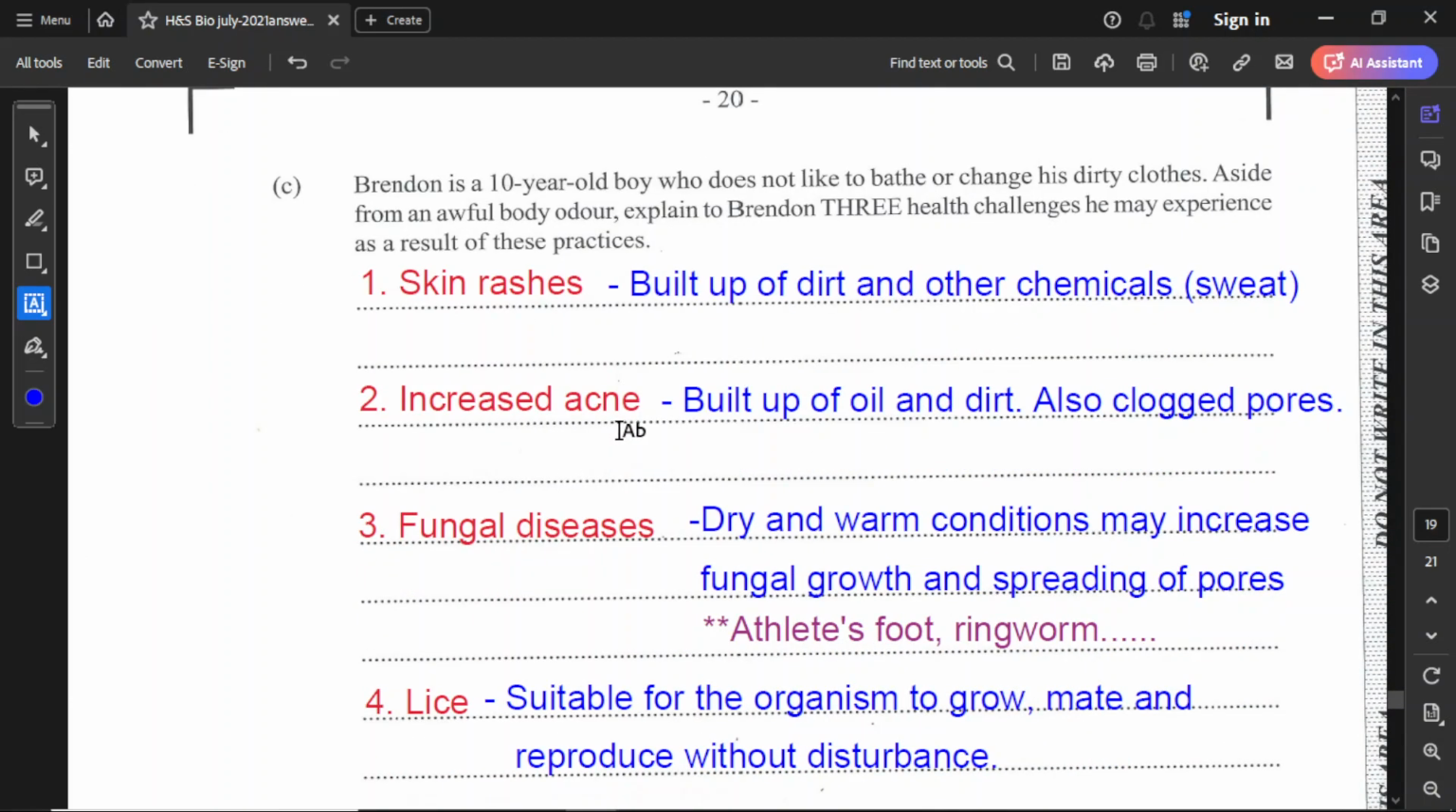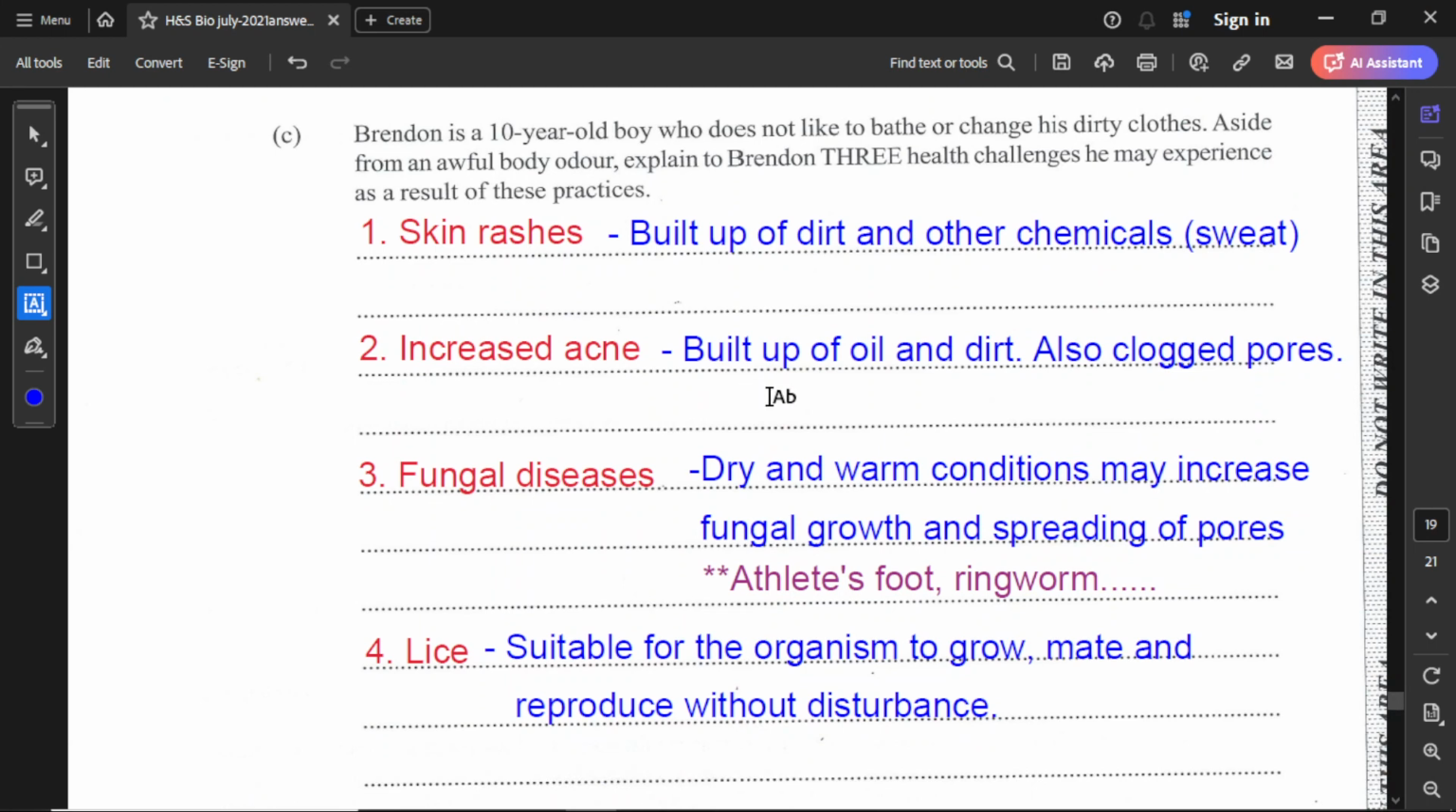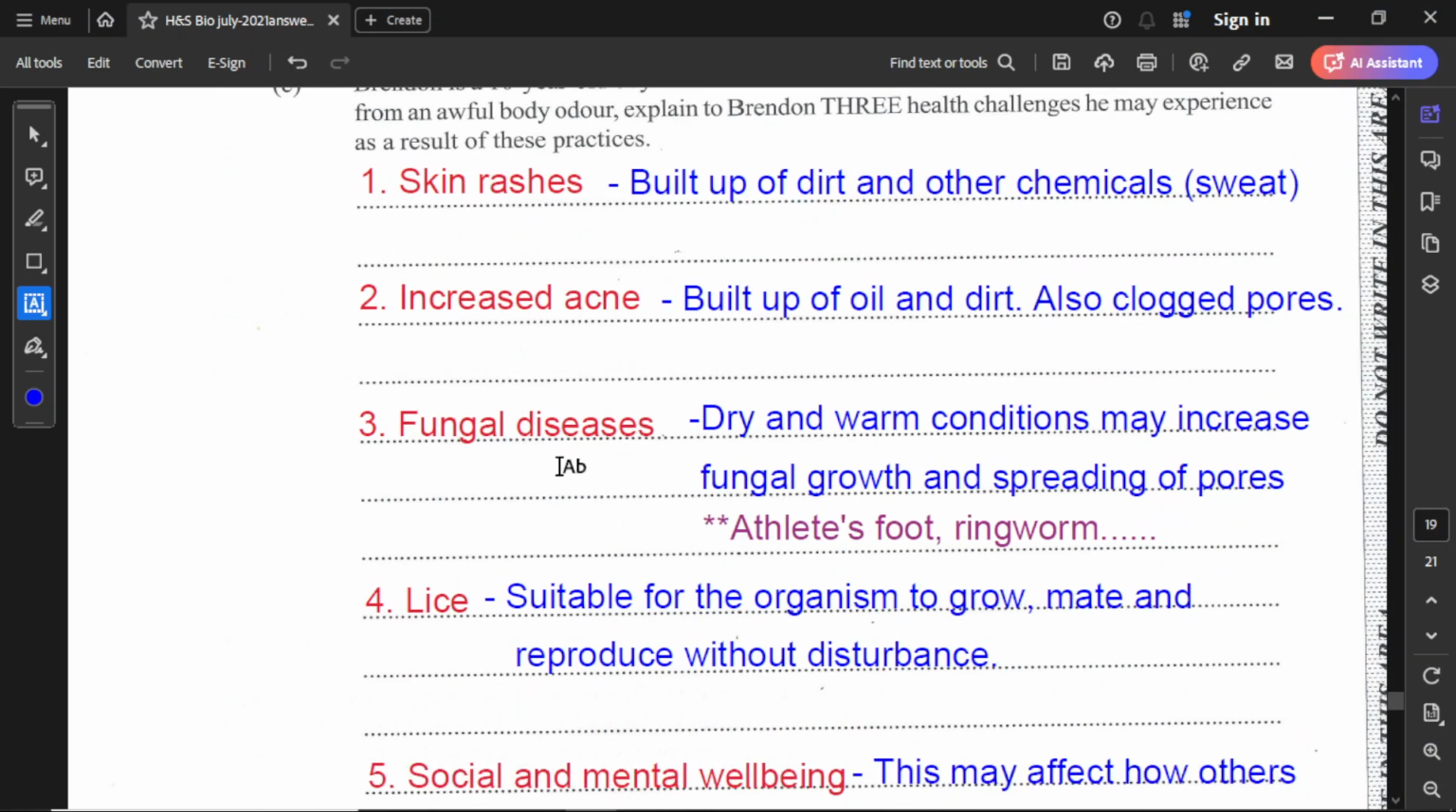You may have increased acne, and that's a buildup of oil and dirt as well, and also clogged pores because of the dirt all over his skin for days or weeks or months. Those clog his pores, so that could lead to increased acne. And also pimples as well, all right?